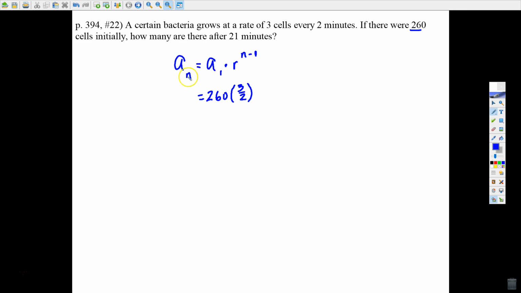It's similar to what we've done in previous lessons, but in this case we're looking for the 21st term. So we're going to look for a sub 21, which means that the exponent for 3 halves is actually going to be 20. It's n minus 1. Now that you've got all the letters of this formula identified with the appropriate numbers, you can turn it over to your calculator and do 260, left parentheses, 3 divided by 2, and we're going to raise that to the 20th power.